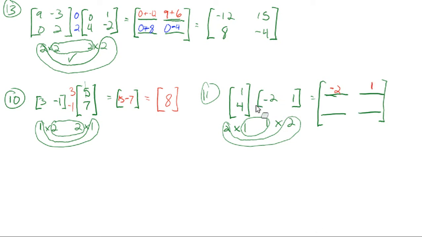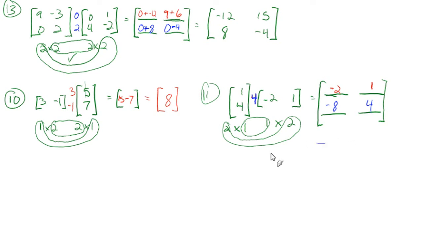Now we move on in the resulting matrix to the second row. So the thing in the second row in the first column will be the second row. Oh, that's not what I meant to do. The second row, which is just a 4, that's all there is in the second row, times the first column. Second row times the first column. So 4 times negative 2 is negative 8, and 4 times 1 is 4. Nothing to add together. There's your matrix. That's all there is. So that's number 11.